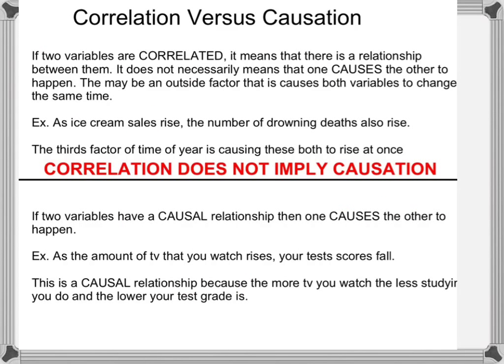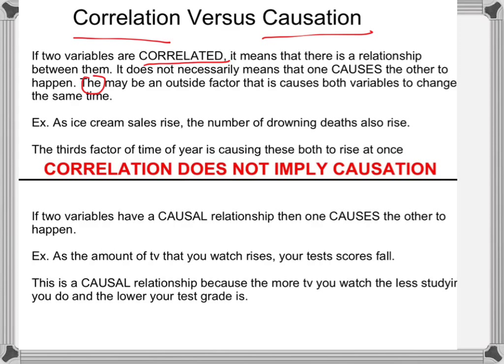Okay, so correlation. I've been using this word. Let's define it now, versus causation. If two variables are correlated, it means that there's a relationship between them. It does not necessarily mean that one causes the other to happen. Maybe an outside factor causes both variables to change at the same time.